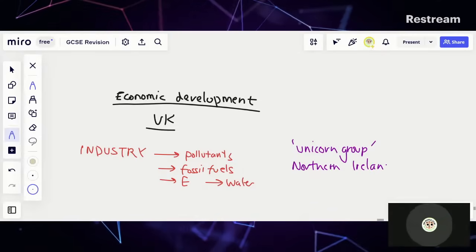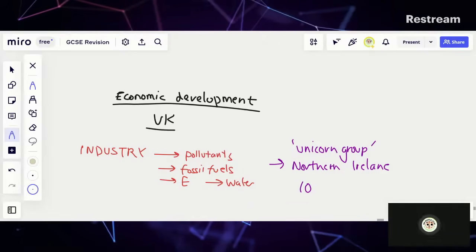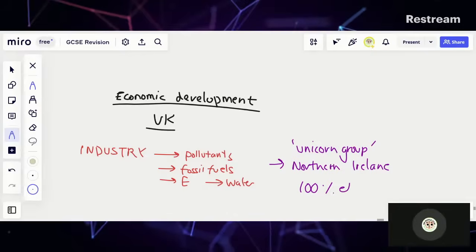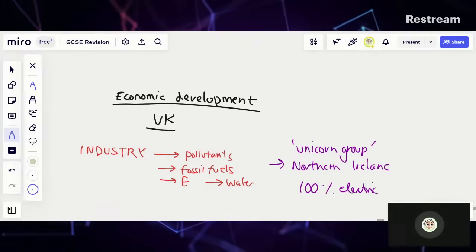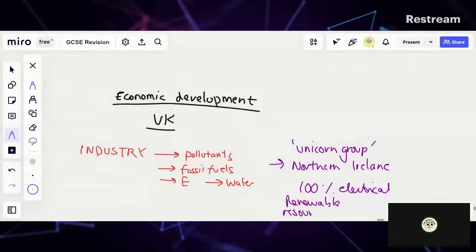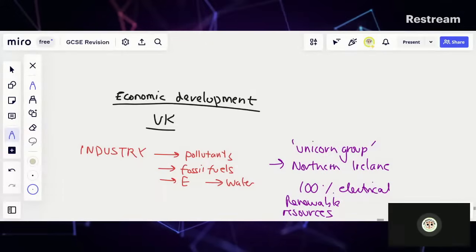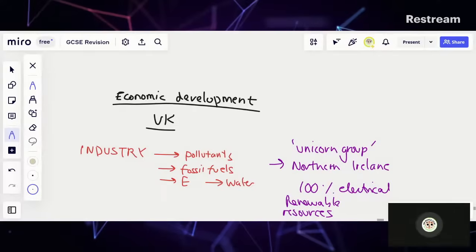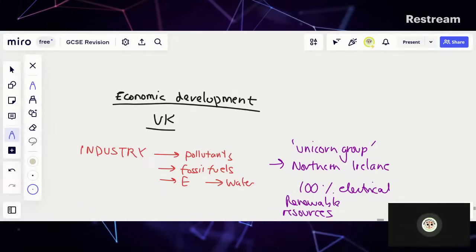And what they do is they are a group of manufacturers that claim that they are 100% getting their electricity from renewable resources, and that they are quite sustainable. So they use biomass, they use solar energy, they use loads of different renewable energies, and therefore they reduce waste. So that's all you need to know about that example.